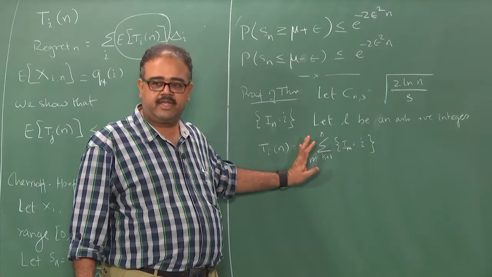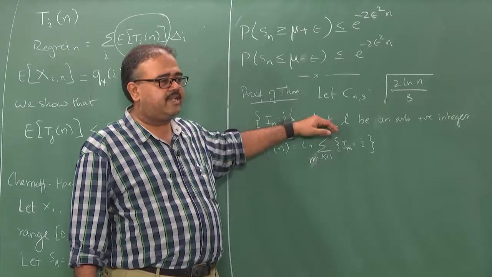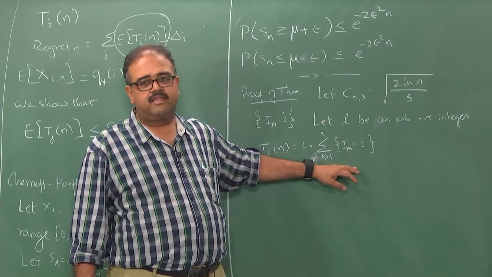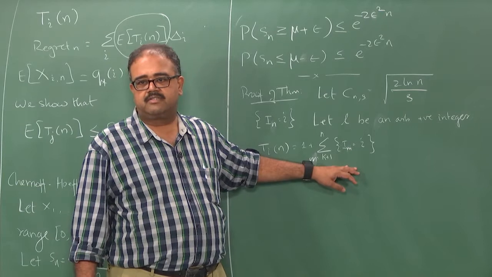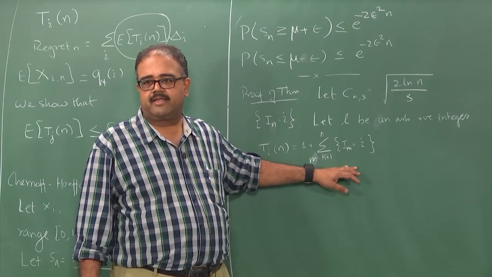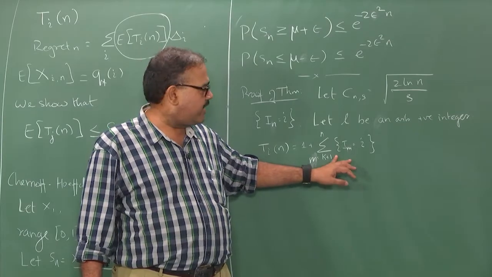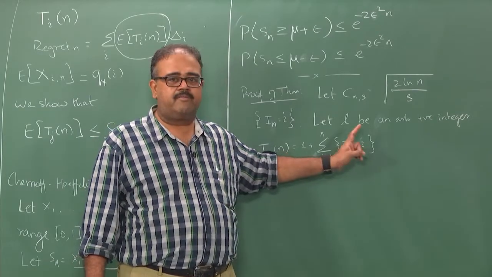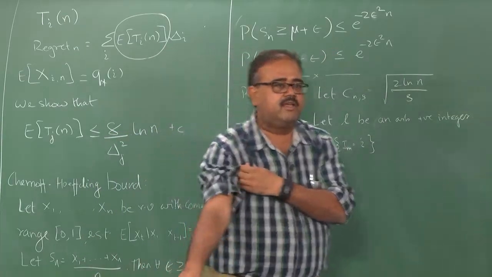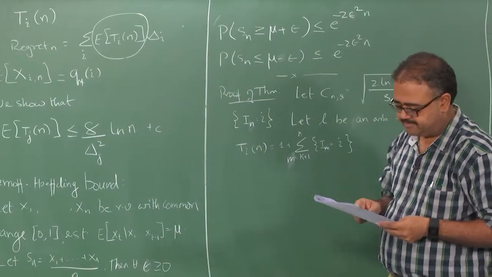So I just have that 1 there, and from the k plus 1th trial till the nth trial I add the number of times this variable is 1. What does it mean? The number of times I have taken arm I. So I_n equal to I will be 1 whenever I take arm I. So I just sum this up so that the number of times I played arm I is what I get.